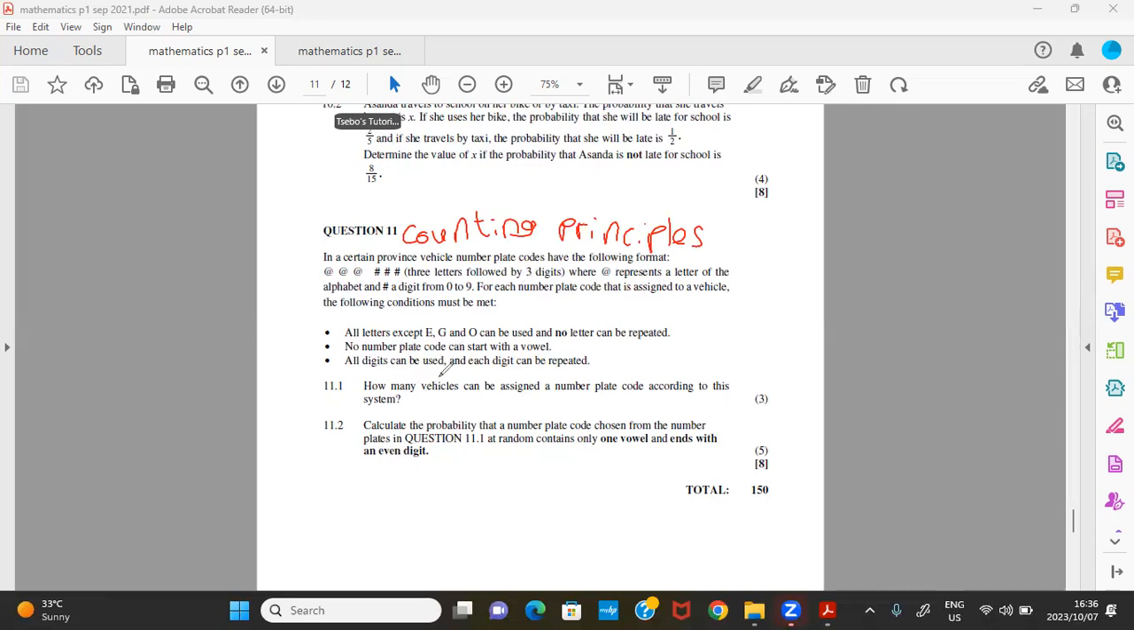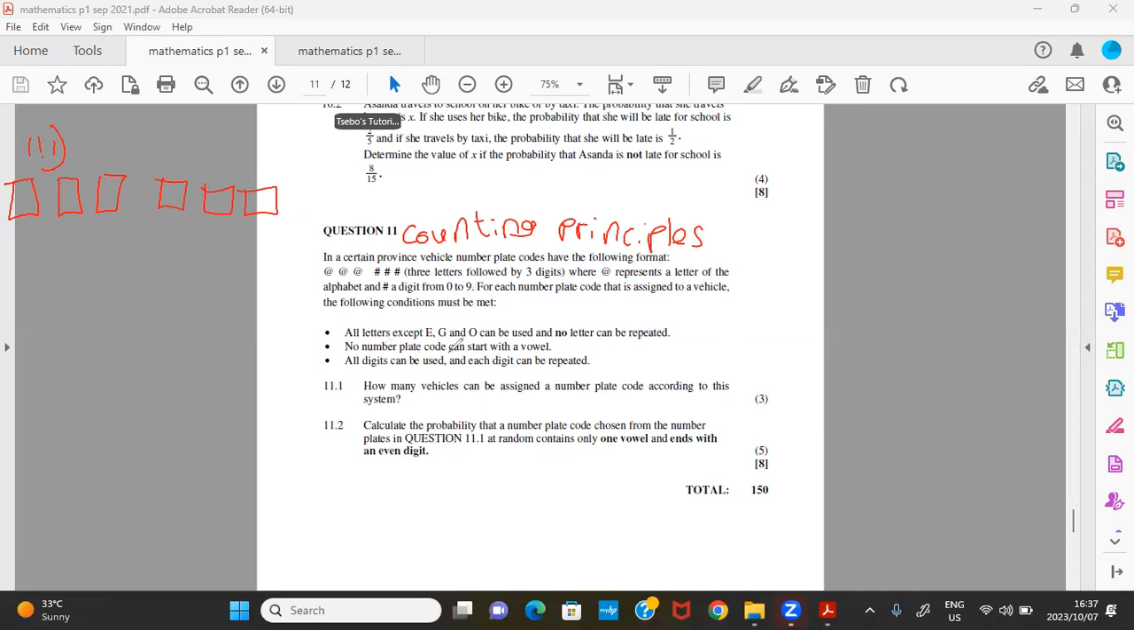So how many vehicles can be assigned a number plate according to the system? So let's just look at it quickly. So I'm just going to make, here's my 11.1. So I'm just going to make 6 blocks. Né? 1, 2, 3, 4, 5, 6. So we know my first 3 blocks represent the letters and my last 3 blocks represent my digits. So let's go to the restrictions.